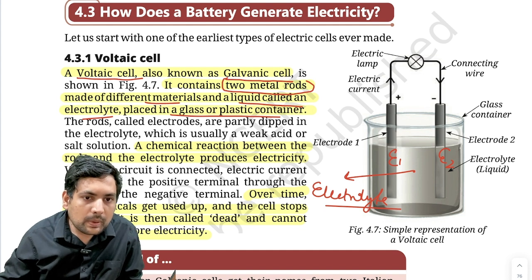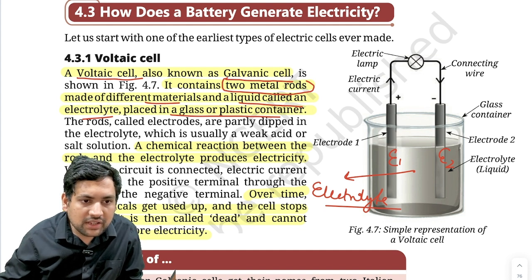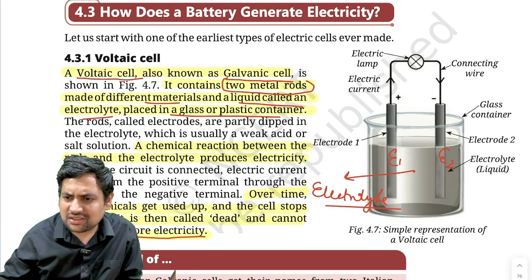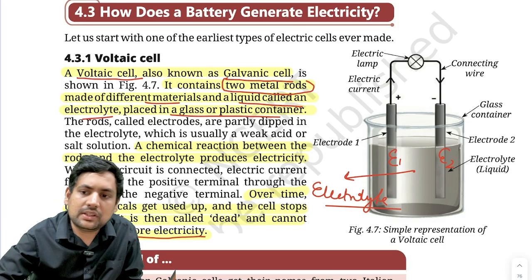Now a chemical reaction between the rods and the electrolyte produces electricity. Over time, the chemicals get used up and the cell stops working. It is then called dead and cannot supply any more electricity. So a very simple one they are talking about.